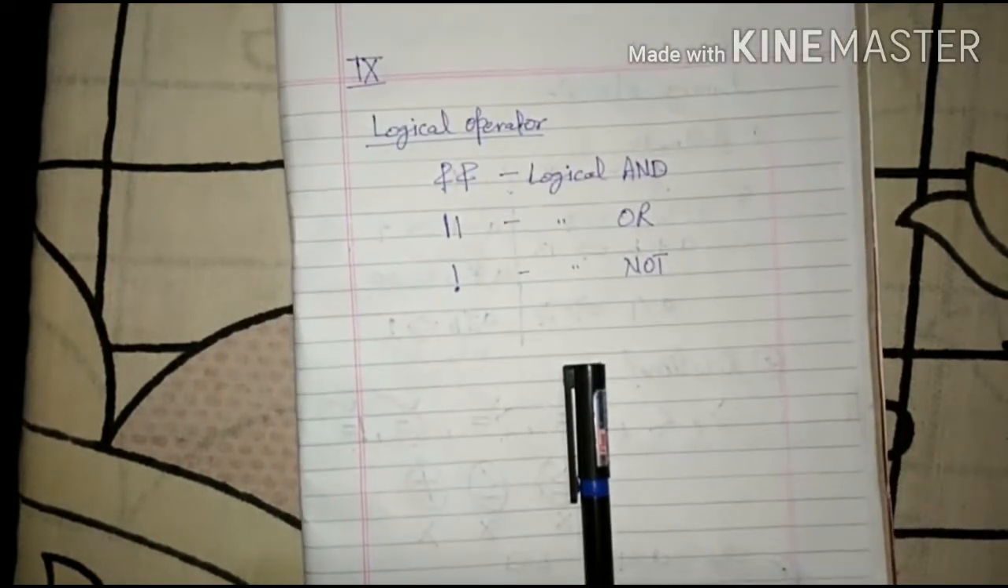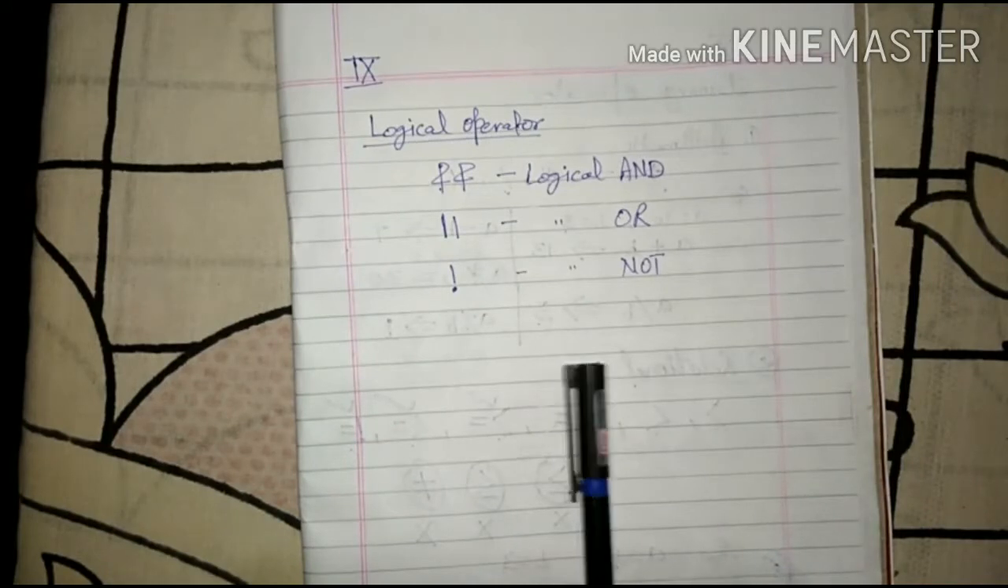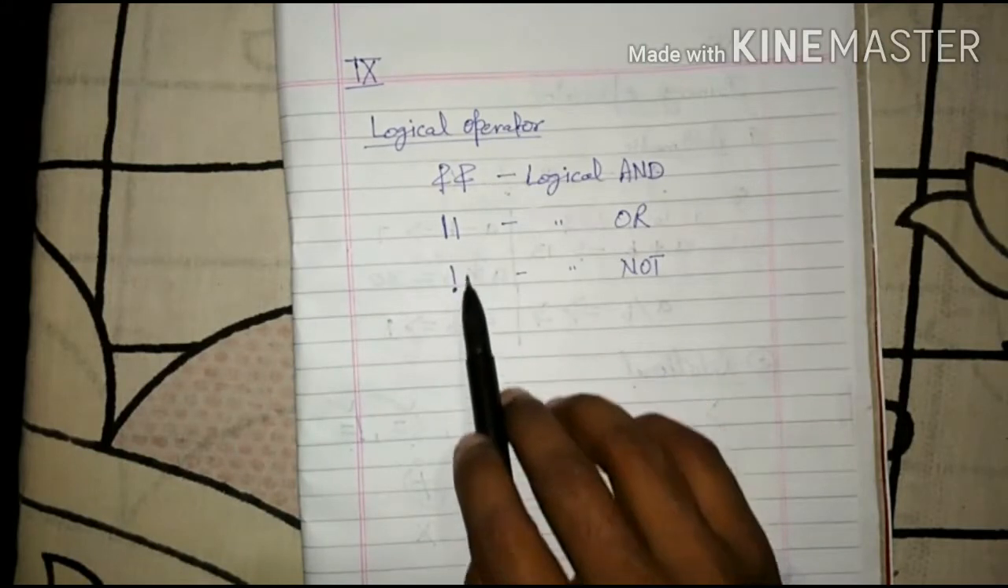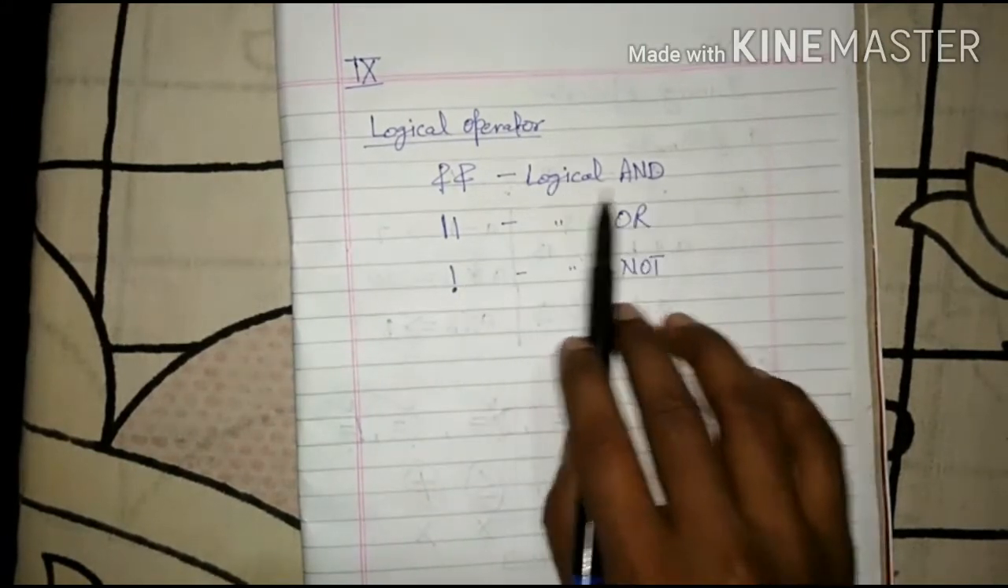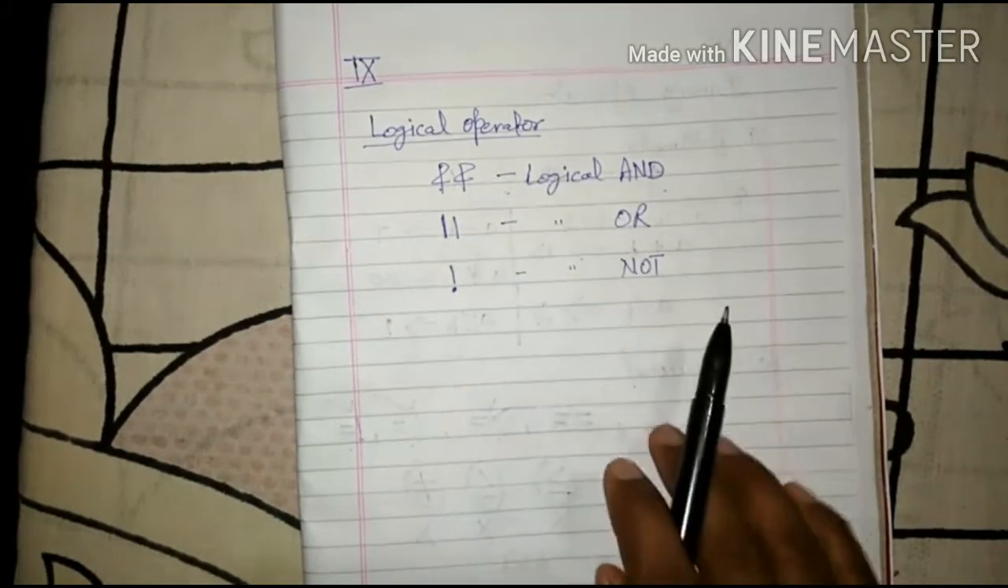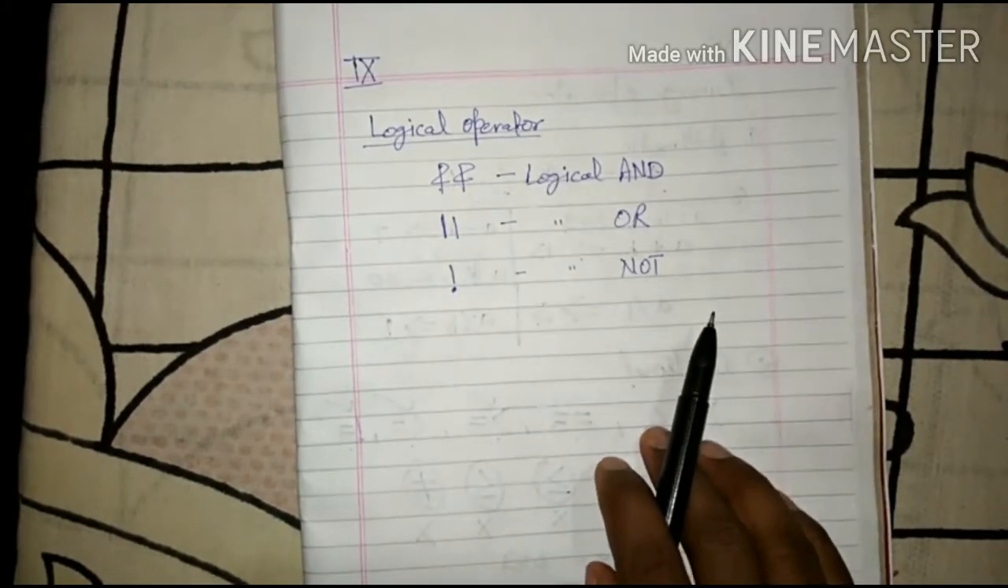In the last video we have seen the relational operator, and in this video I'm going to tell you about logical operators. There are basically three types of logical operator: logical AND, logical OR, and logical NOT. These three operators are called logical operators.